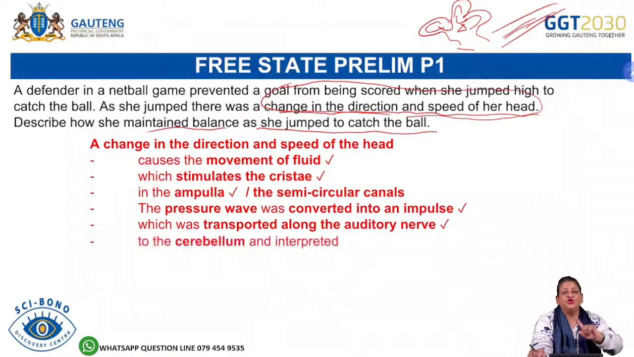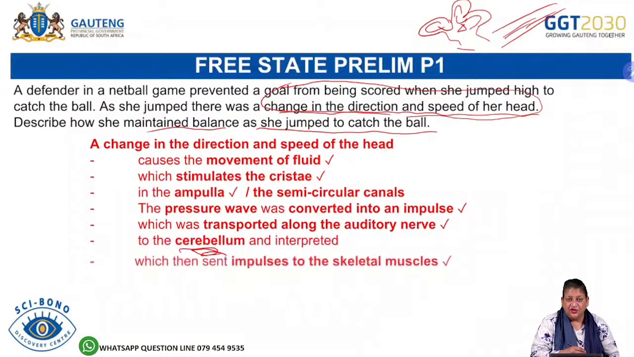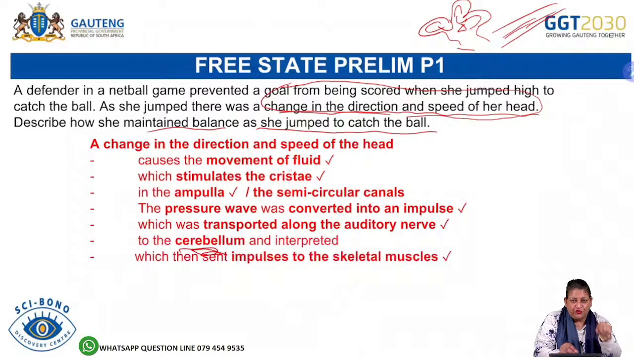But the cerebellum has to do with balance, posture, and muscle tone, and voluntary movement, right? How you are moving, how you are jumping, and how you are hopping to actually catch the ball. So the cerebellum has to do with balance. So children, please understand that whenever they talk about maintaining your balance, you must talk about a change in the speed and direction of the head. Even if you're going to trip over a stone, a change in the speed and direction of the head will cause the movement of the fluid.